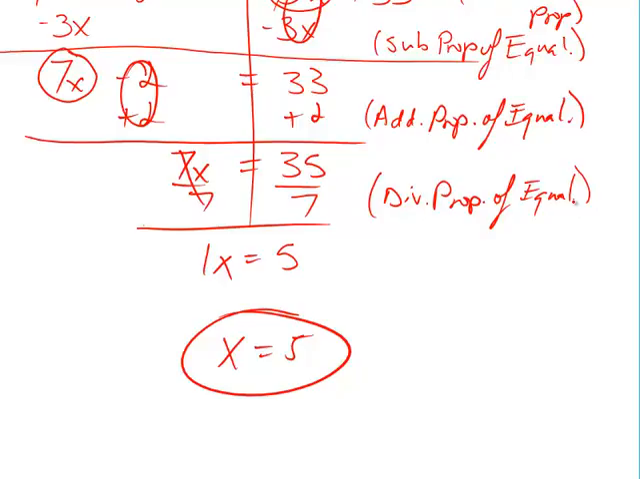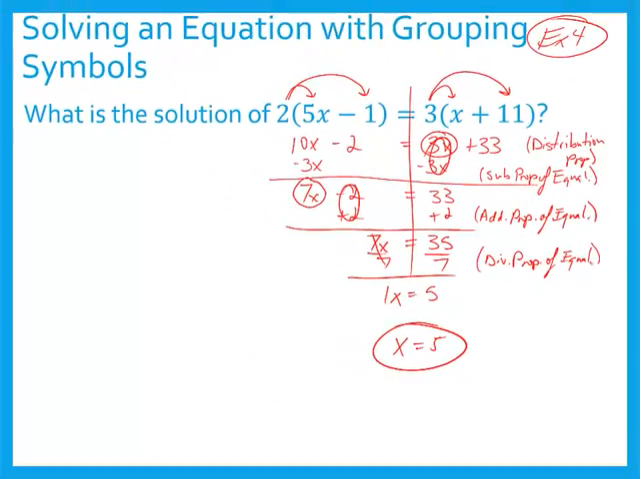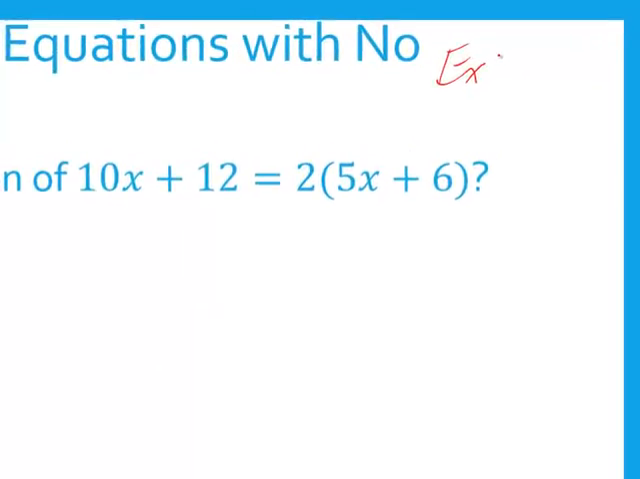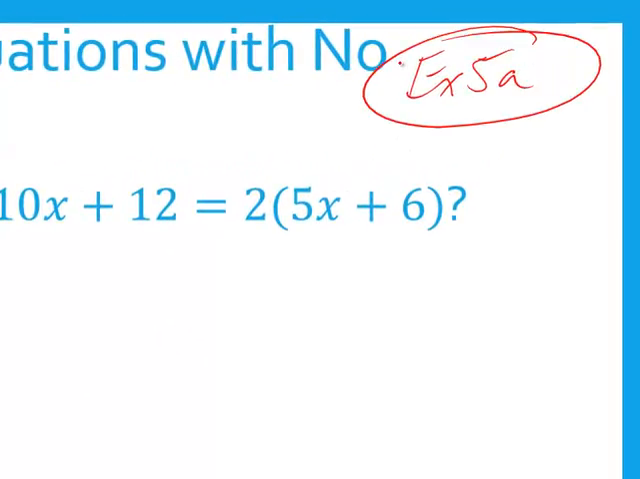Okay, that's example 4. So now moving on to example 5. Don't forget, you can pause and rewind if I move too fast. So this is going to be 5a. For example 5a, we have 10x plus 12 equals 2 times 5x plus 6. First step we should always do is realize that we have those parentheses, so the number on the outside distributes to the inside using your double arrows.